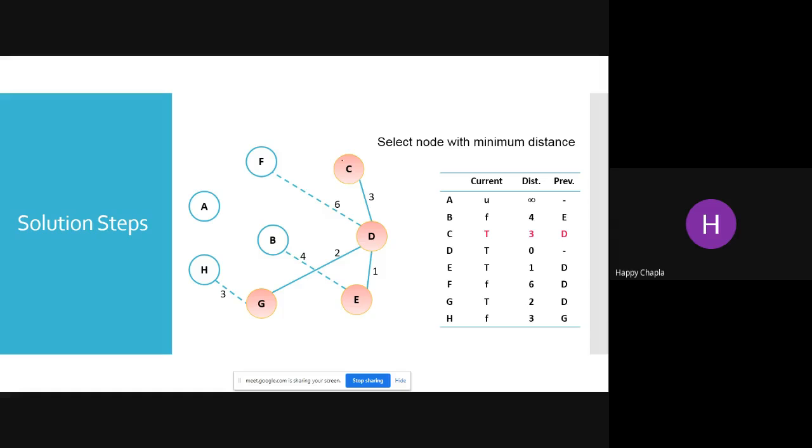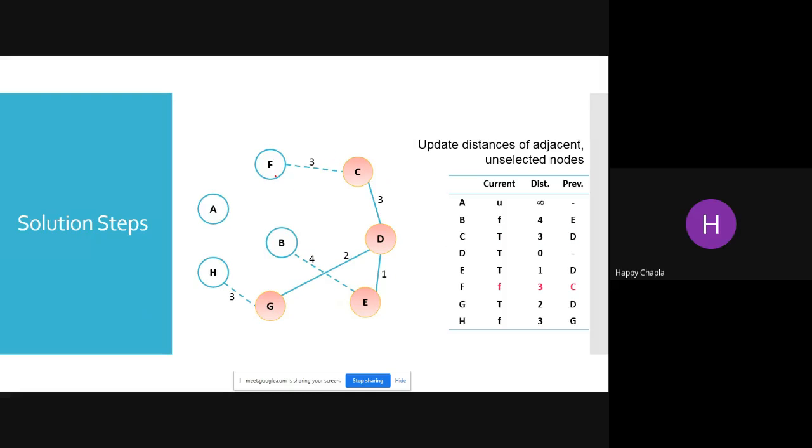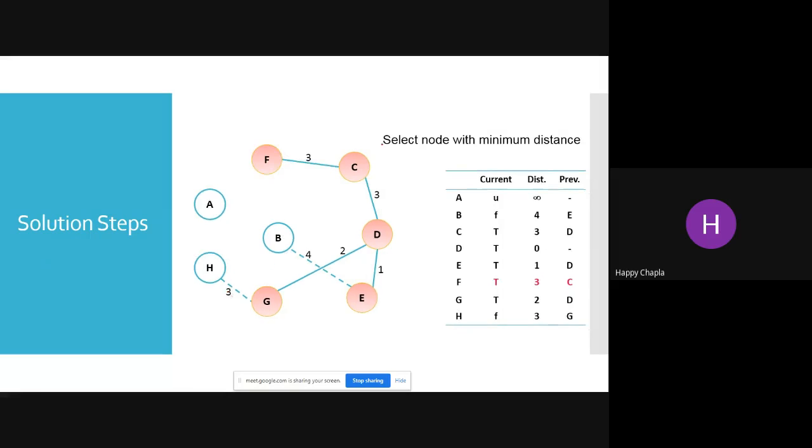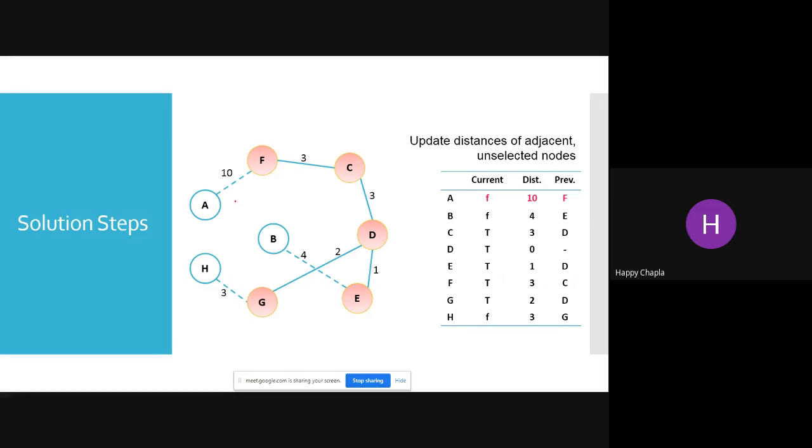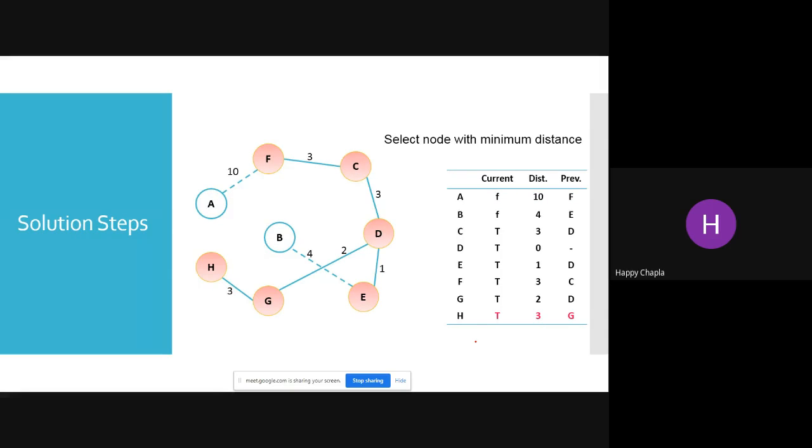Now find out the adjacent values from C. So which are the adjacent nodes of C? Only F. Out of this we have the values 3, 4 and 3, so we can select C to F. Now find out the adjacent node of F. Only one, that is F to A with 10. Now among 10, 3 and 4, which is the lesser value? So this one, G to H. We can take this.